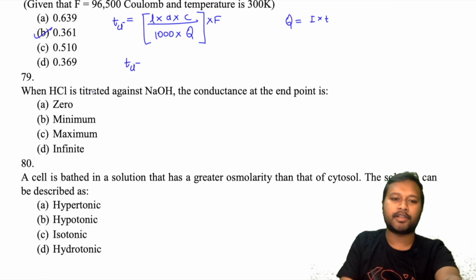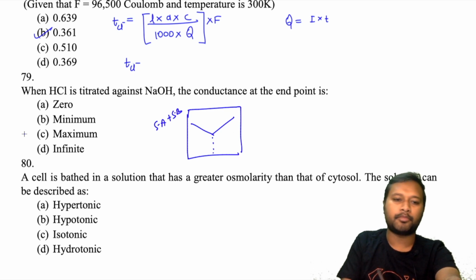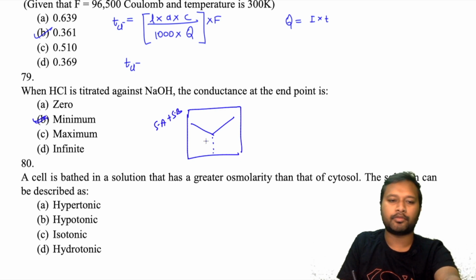The next question says that HCl is titrated against NaOH, the conductance at the end point. You know that the conductometric curve for a strong acid plus a strong base goes like this with one end point. So the conductance at the end point is going to be minimum. Okay, so the conductance remains minimum at the end point, you know that.